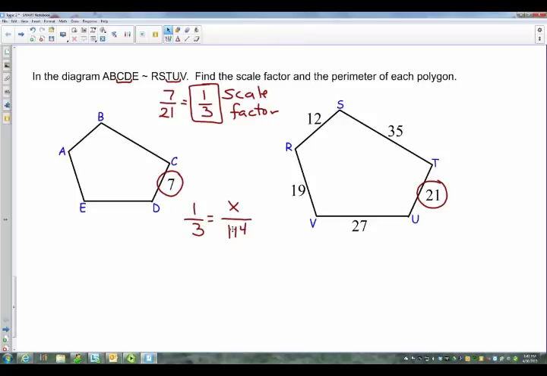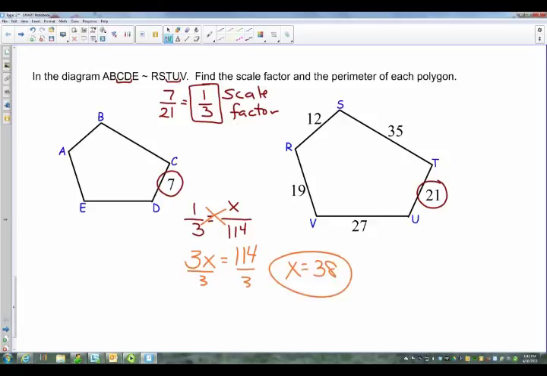And now you just cross multiply and solve. So 3 times x is 3x. 1 times 114 is 114. You take 114 divided by 3 on both sides, and you end up with x equals 38. So what that means is the perimeter of that smaller pentagon is 38 all the way around.